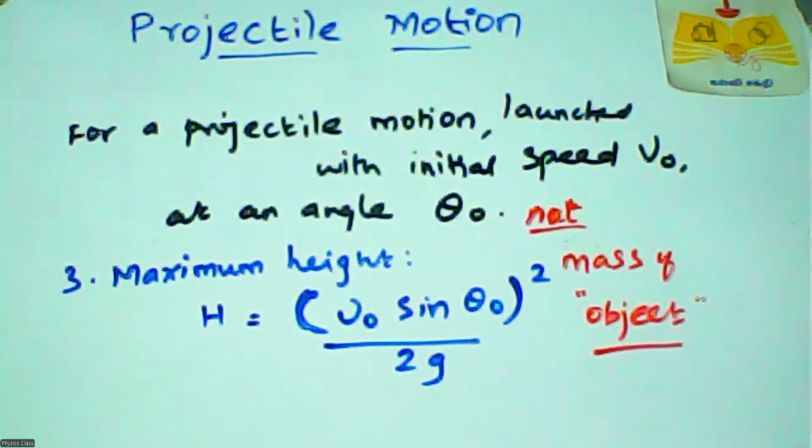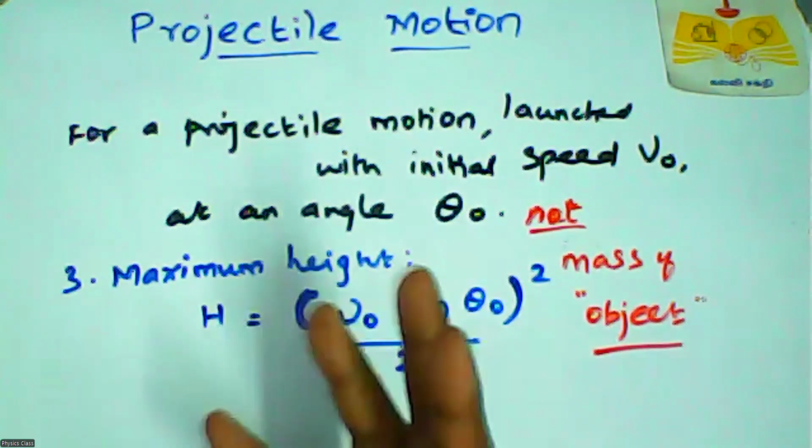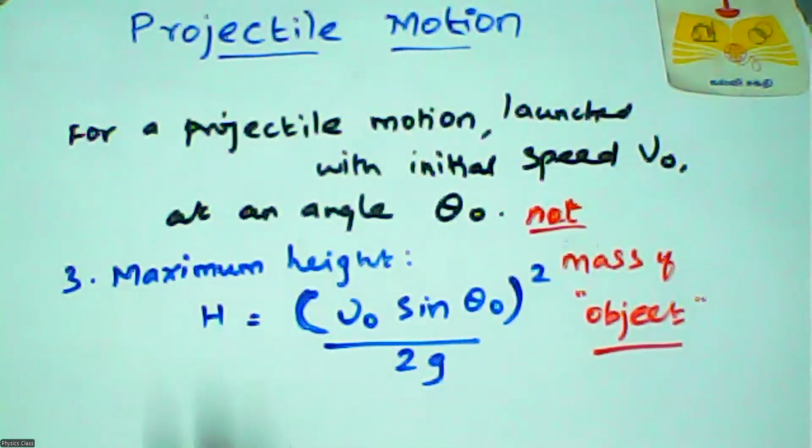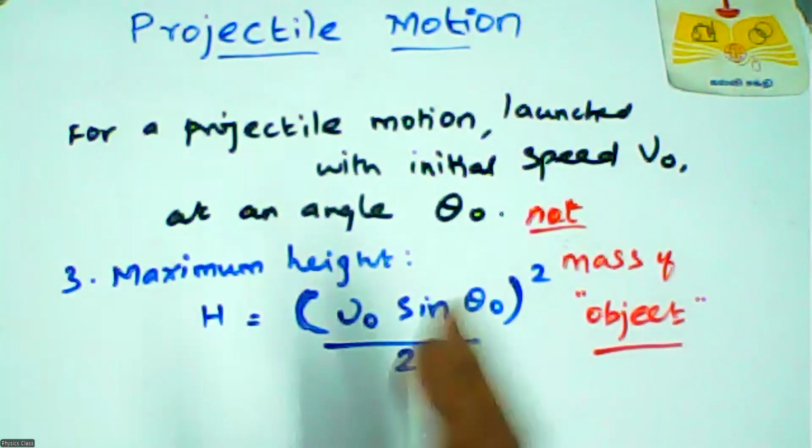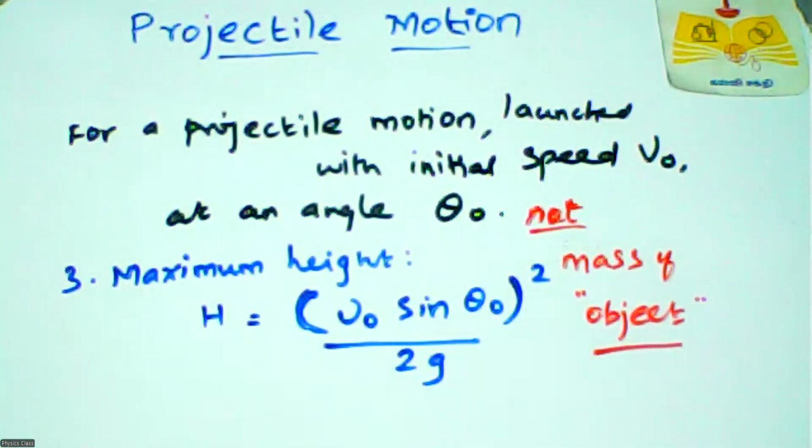You can change the speed, you can change the angle, and see the parabolic path, the horizontal motion and the vertical motion. Also, at 45 degrees, you can see that it gives the maximum range. So this is exactly what happens in real life.